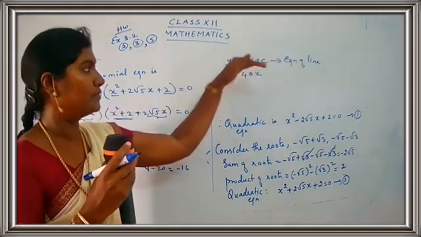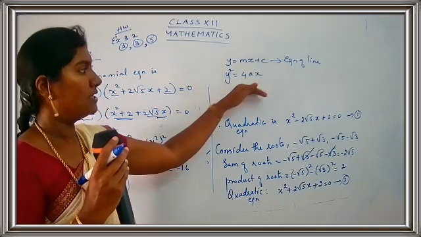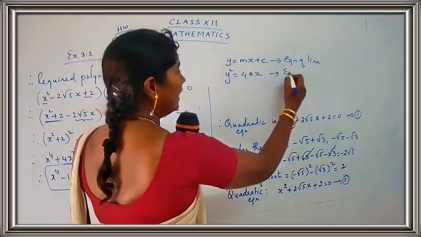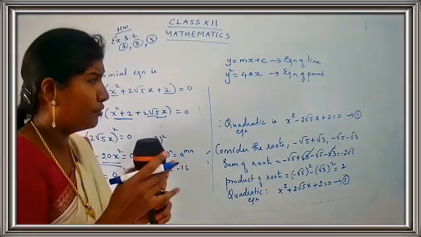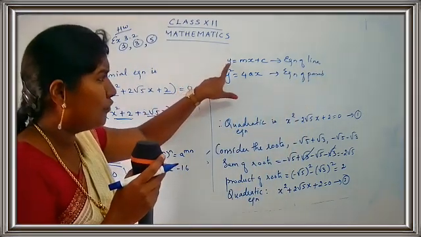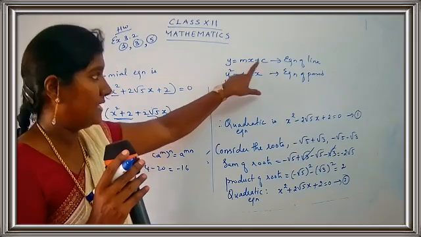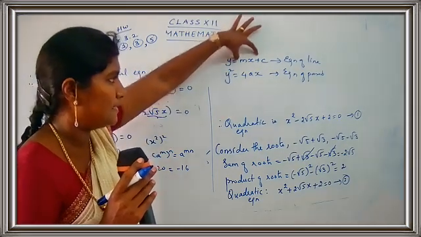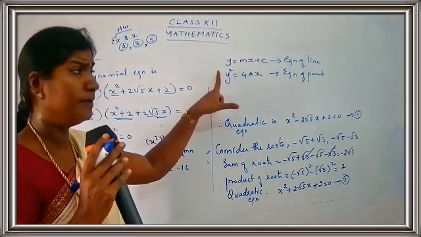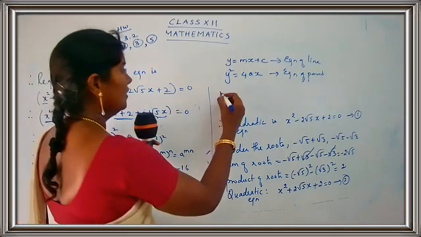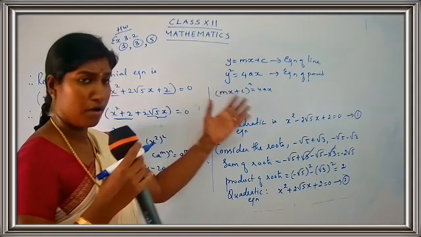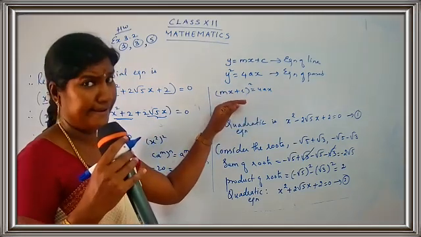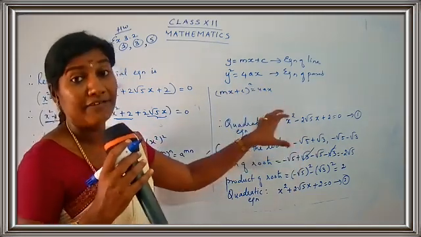So equation of line is y is equal to mx plus c. What is the equation of parabola? y square is equal to 4ax. Okay, very simple thing. You're just going to put the value for y. What is the value for y? mx plus c. So it will be (mx plus c) the whole square is equal to 4ax. Then you have to solve it. You just expand using the identity and arrange, and that will be the answer.